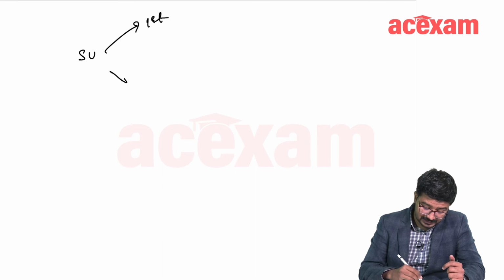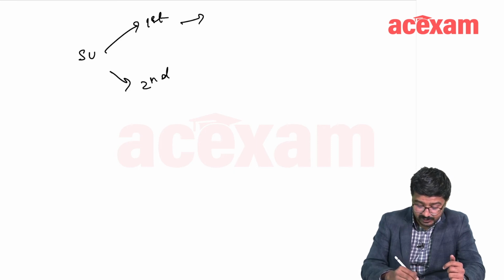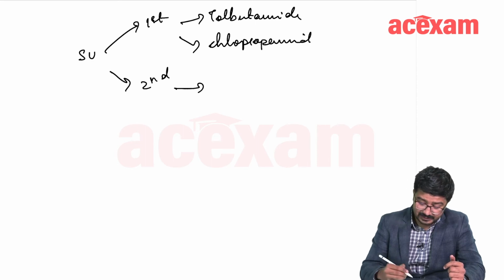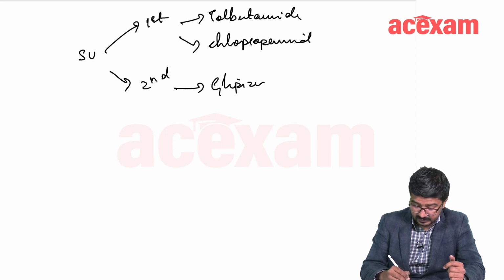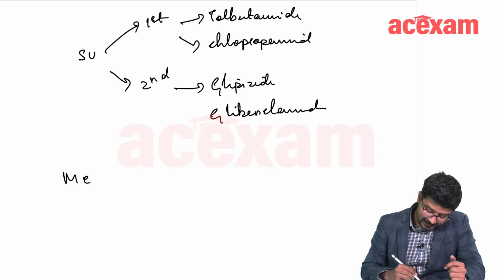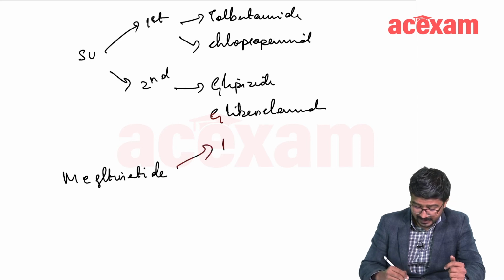So within sulfonylurea, it can either be the first generation or the second generation. Inside the first generation you have tolbutamide, chlorpropamide, all those drugs. Within the second you have glipizide, glibenclamide, all those drugs. Within meglitinide analogs, you have repaglinide, nateglinide.